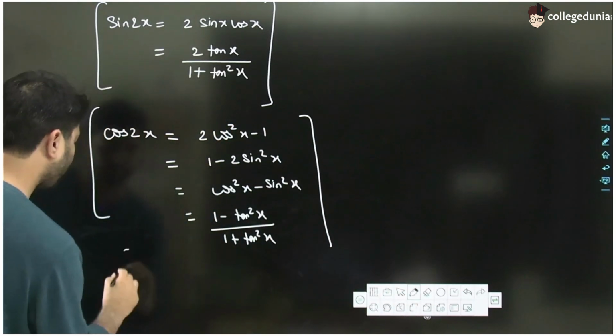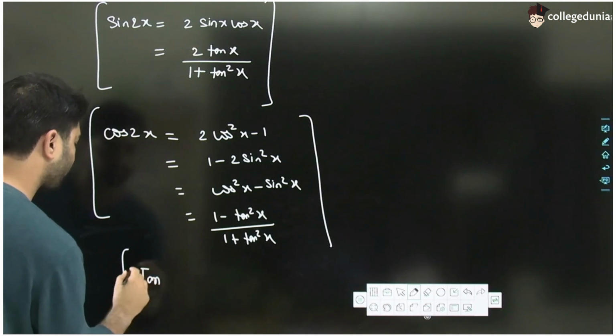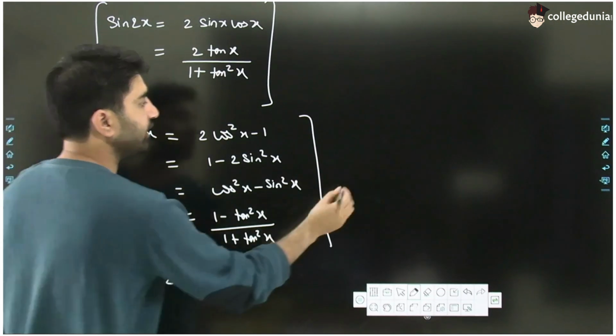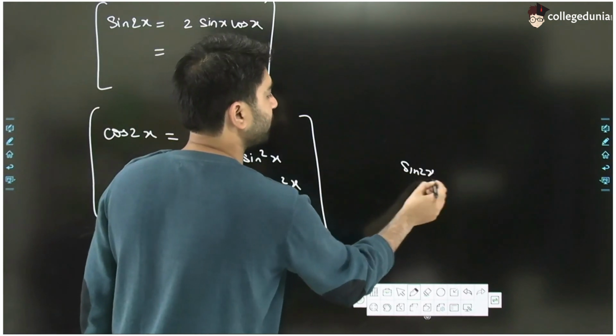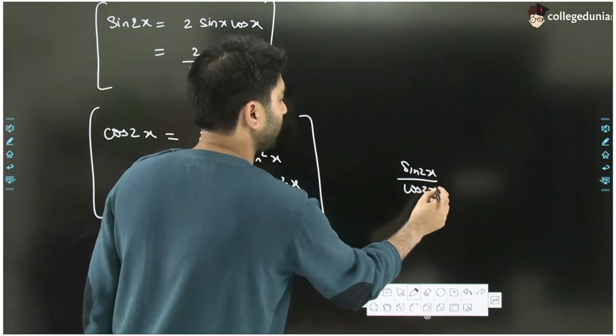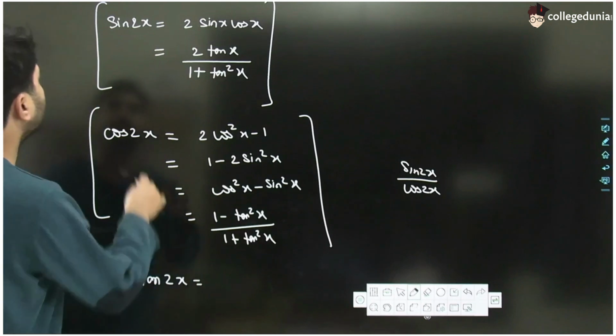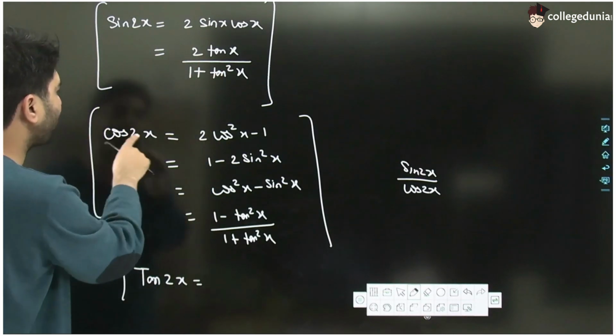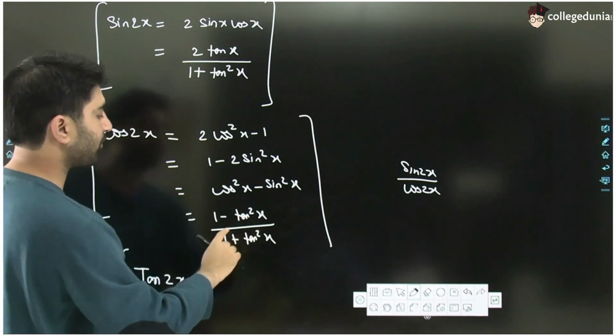Okay, if we talk about tan 2x, for finding tan 2x, we can divide sin 2x by cos 2x. The value of sin 2x is 2 tan x upon 1 plus tan square x, and the value of cos 2x is 1 minus tan square x upon 1 plus tan square x.